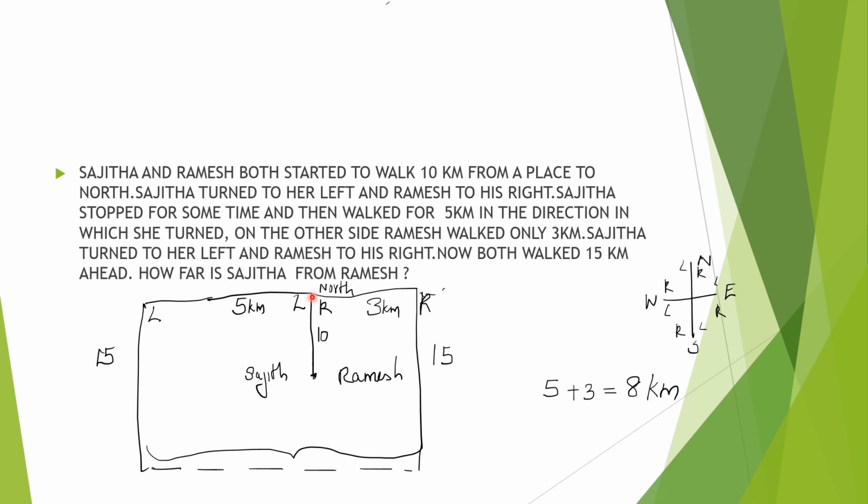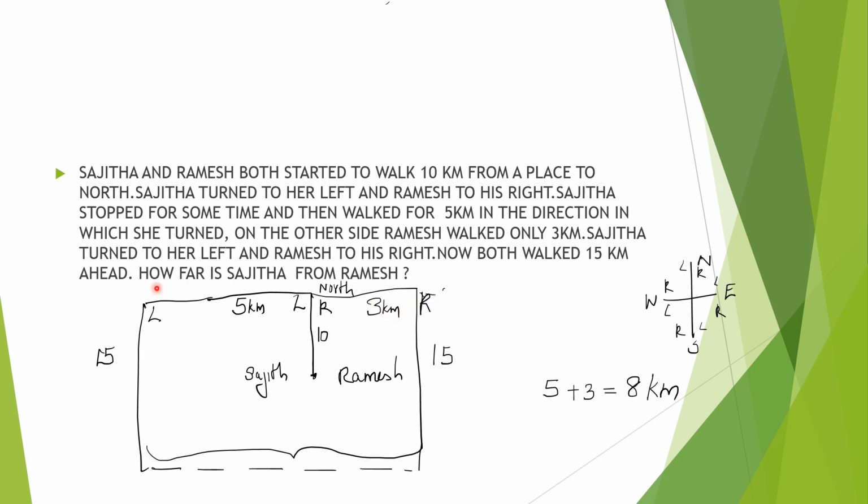Then Sajida turned to her left. She turned to the left and Ramesh to the right. Both turned, one to the right and another to the left. Ramesh turned to the right side, this is the position, and to the left side Sajida turned. Then she stopped. Then she walked for 5 kilometers. Sajida walked 5 kilometers, and on the other side Ramesh walked only 3 kilometers.